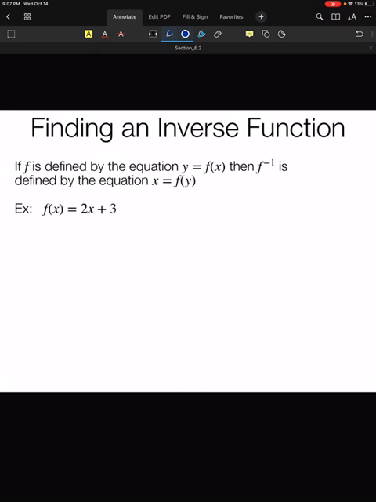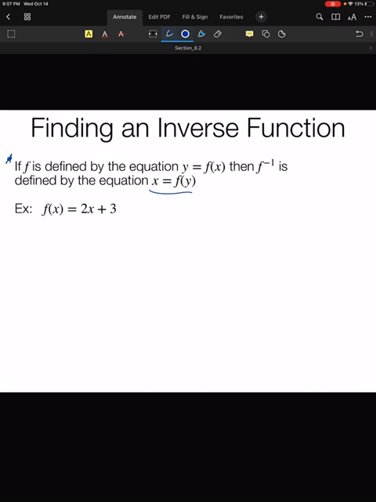What you do when you find an inverse function is basically the same thing we did for the points: you switch x and y. Just like we switched the x and y coordinates for those points, we're just going to switch the x and y placeholders for this function. That's what I say up in this first point. It's defined by switching the two.